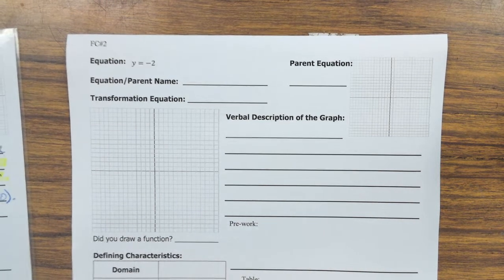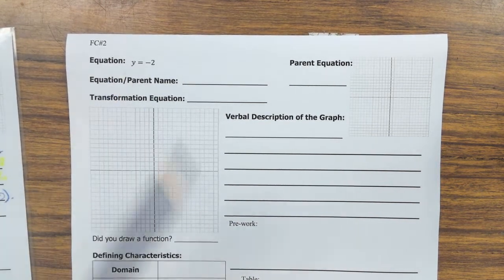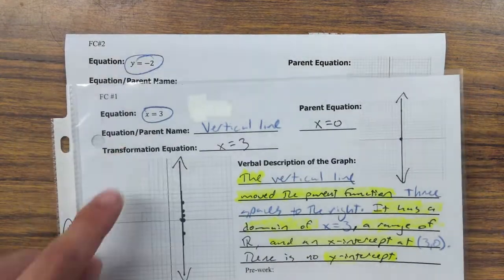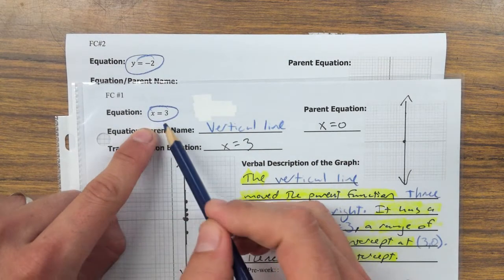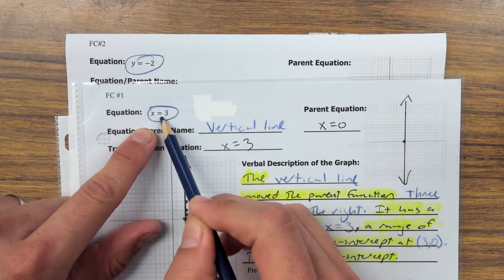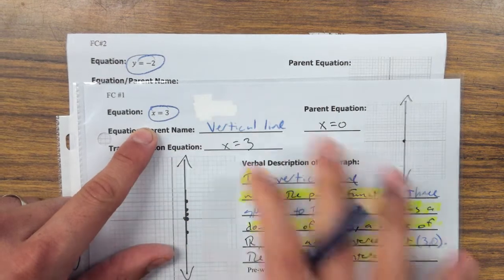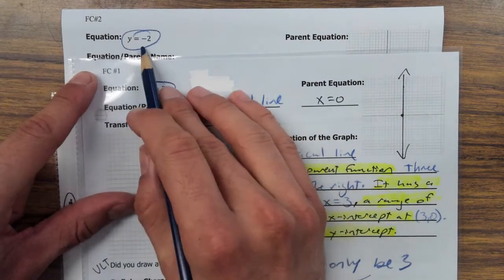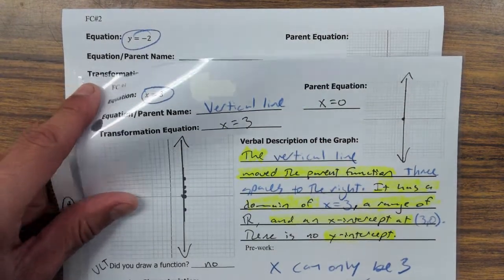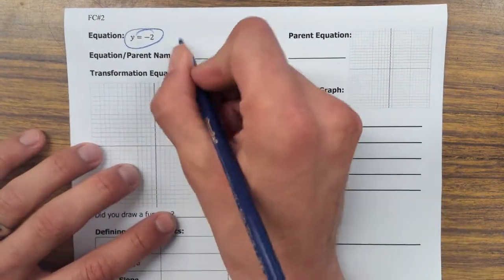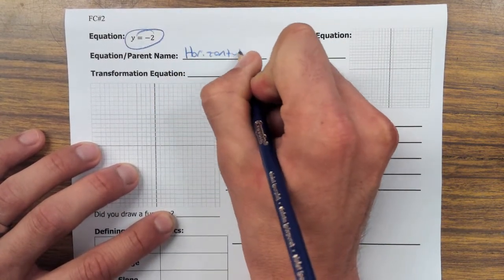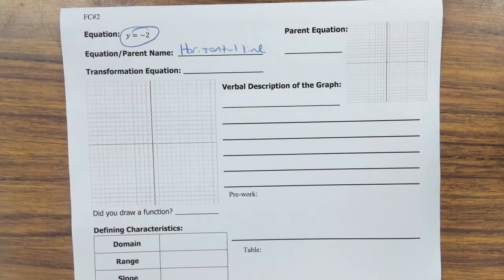Okay, so for FC2, we're going to do this problem right here, y equals -2. If you remember last time, we did for FC1 the problem x equals 3. X equals 3 turned out to be a vertical line after we plotted the table and made the dots. Let's see what happens with y equals -2. In fact, y equals -2 is a horizontal line, and we'll see in a moment why it turns out to be horizontal instead of vertical.